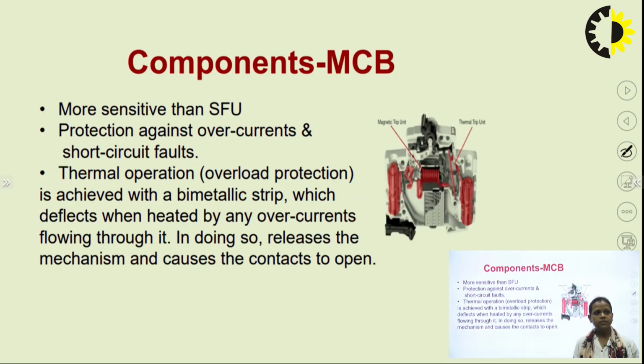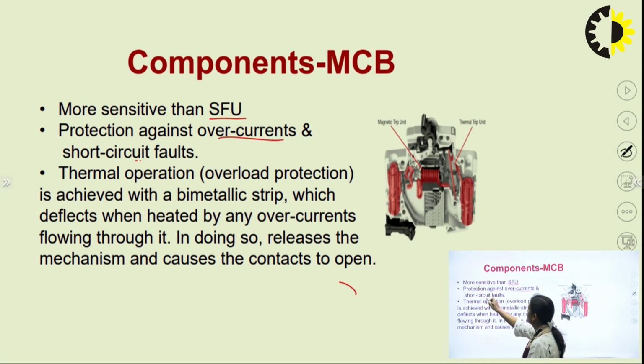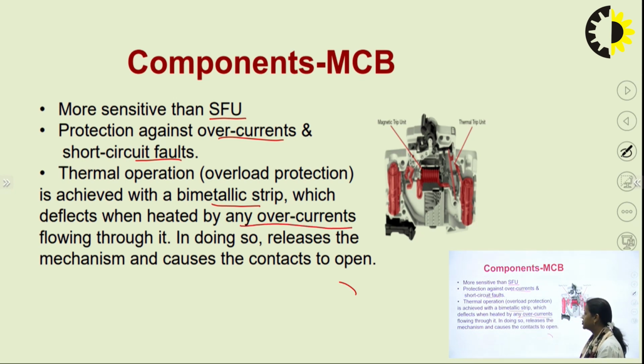Now coming to the MCB. These are more sensitive than the SFU. MCBs are more sensitive than SFUs, and nowadays we use MCBs in our houses. Protection against overcurrent and short circuit for the thermal operation is achieved when a bimetallic strip deflects when heated by any overcurrent flowing through it, and in doing so releases the mechanism that causes the contact to open. So, there is a bimetallic strip which bends when it gets heated because of the overcurrent.